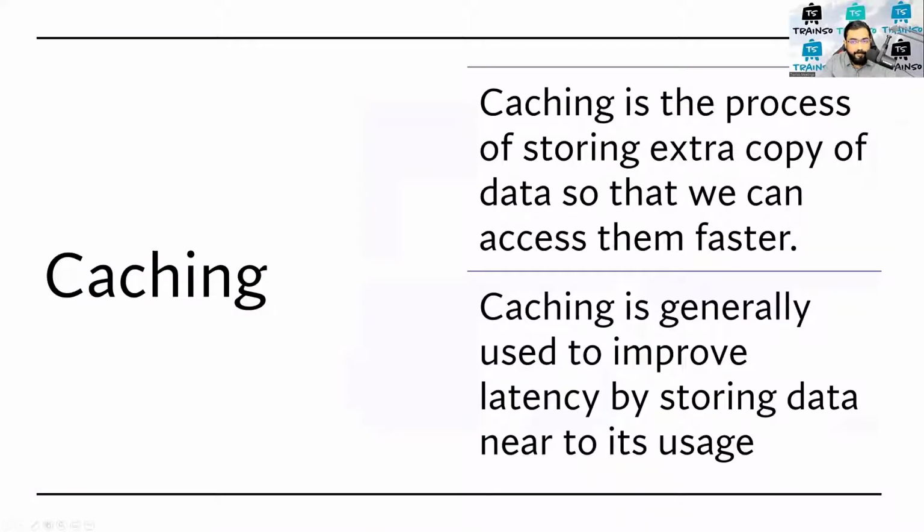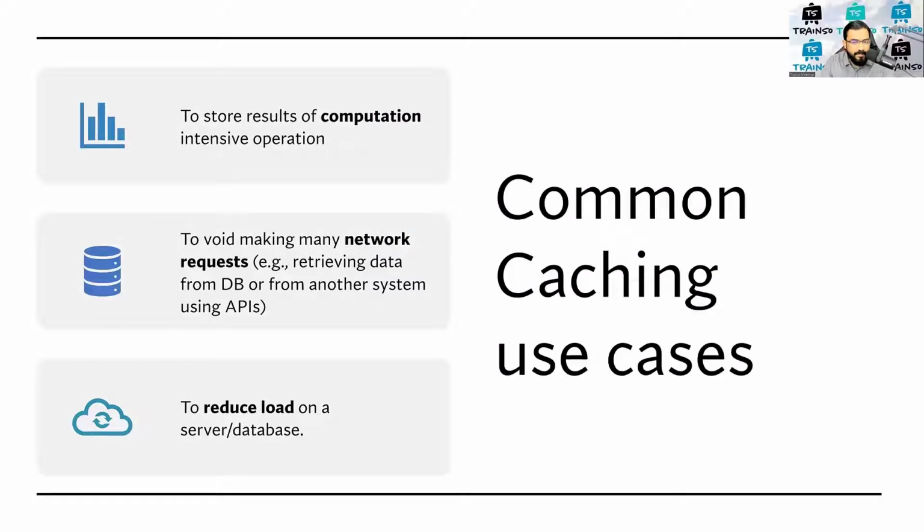Caching. Caching is a process of storing extra copy of data so that we can access them faster. Caching is generally used to improve latency by storing data near to its usage. Common caching use cases. We can use caching to store the results of a computation-intensive operation. For example, we are doing some kind of computation, and this computation is a very costly operation. We do the computation once and store the result, and whenever somebody asks for that result, we will return it back.